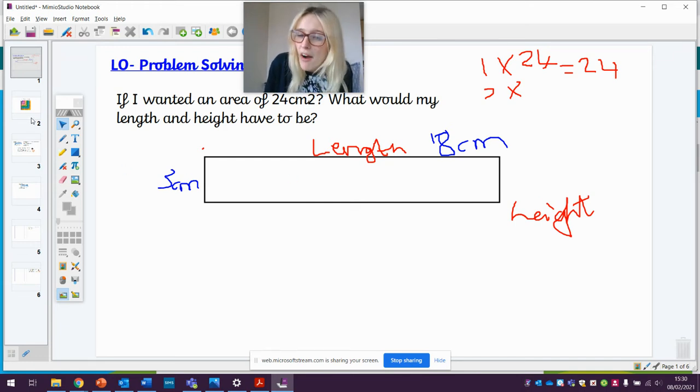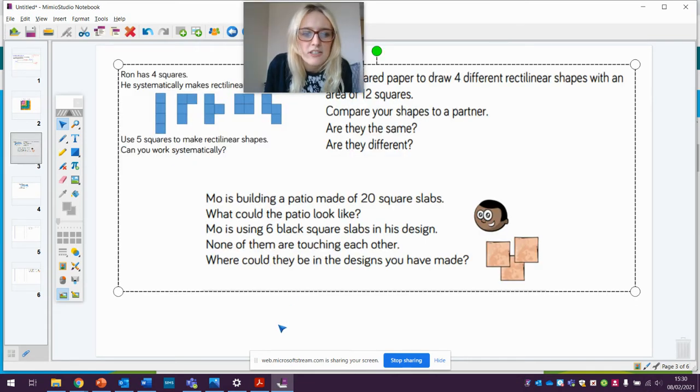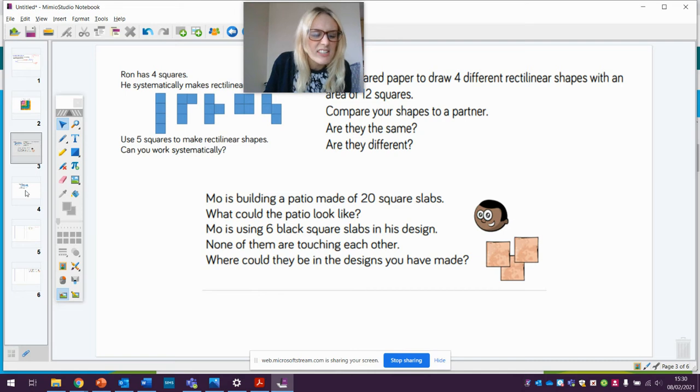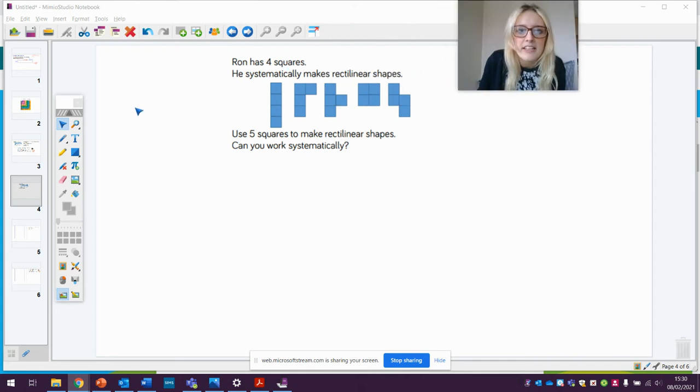Okay, so that's a part of our problems. Now you have got 3 problems to work your way through today, and I'm just going to go over some of them. I'm going to start you off and then you're going to carry on at home. So this one, Ron has 4 squares. He systematically makes rectilinear shapes. That's a really long word. Rectilinear. So that's where they're not quite equal, but they're in a rectangular form. Use 5 squares to make some rectilinear shapes.